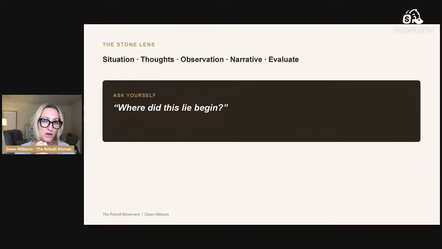So what we're going to do now is look at the STONE process. The STONE process is looking at the situation, examining the thoughts, observing it, seeing what the narrative around it is, and evaluating it. So where did this lie begin? If I was honest with myself, this lie probably began from learned experience. I learned it from others in my life. I watched them persevere within a relationship, thinking things were going to change, and they never changed. So I adopted a belief system from those around me. So that's what we're looking at. Where did the situation begin? It probably was a learned behavior from other people within relationships around me, and I adopted the same belief.